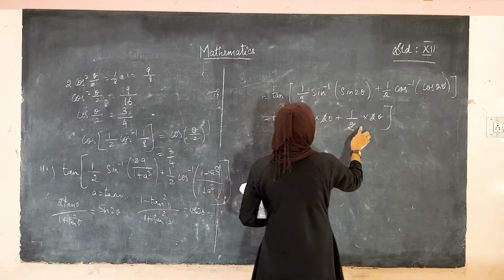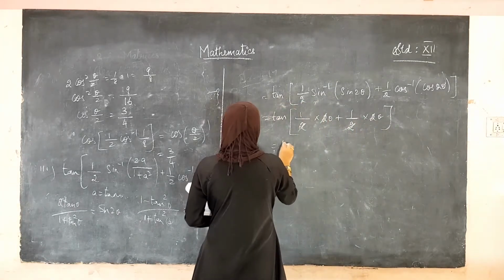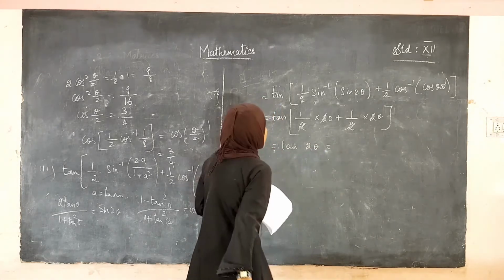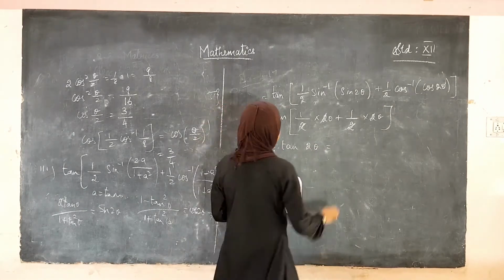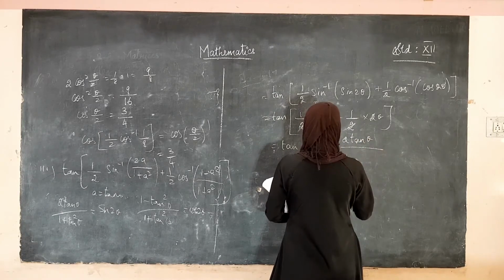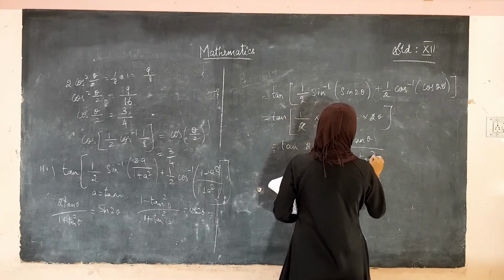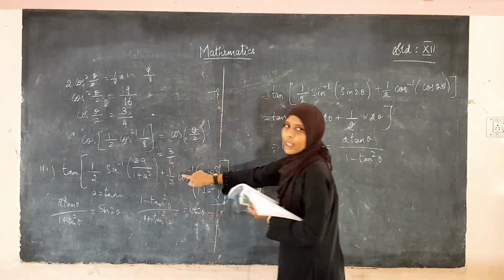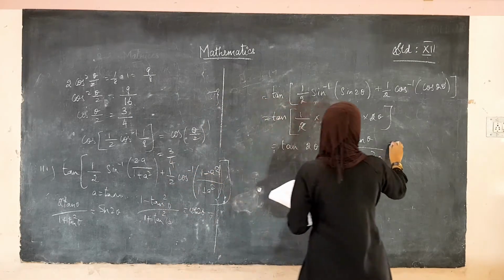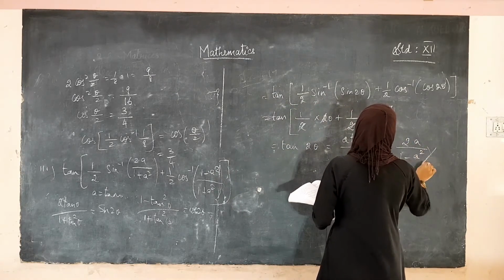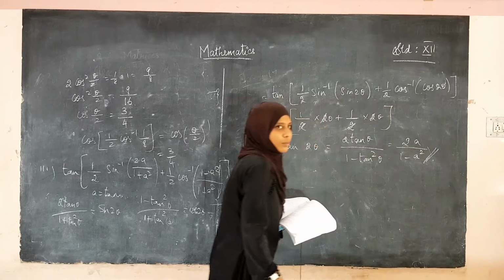So, theta plus theta is 2 theta. Therefore, tan of 2 theta. What is the formula? Tan of 2 theta is equal to 2 into tan theta divided by 1 minus tan square theta. So, for tan theta, shall we substitute a? Instead of tan theta, we have taken a. So, this is equal to 2a divided by 1 minus a square. This is the required answer.